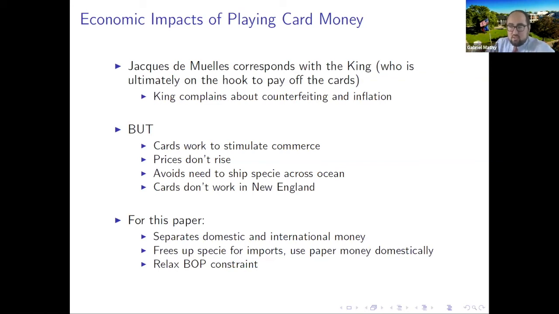And then the cards don't work in New England. So for smuggling, it's better to have this local currency that only circulates domestically in Canada. So for this paper, it's important because it's going to separate domestic and international money. It's going to free up specie for imports because then you can use the domestic paper in Canada. So basically that paper is not going to circulate in France or in New England. So it's only going to circulate locally. You're not going to get this specie drain like you would in other contexts, and it's going to relax the balance of payments constraint. So then all the specie can be used for imports, and then you can use this paper money instead domestically.